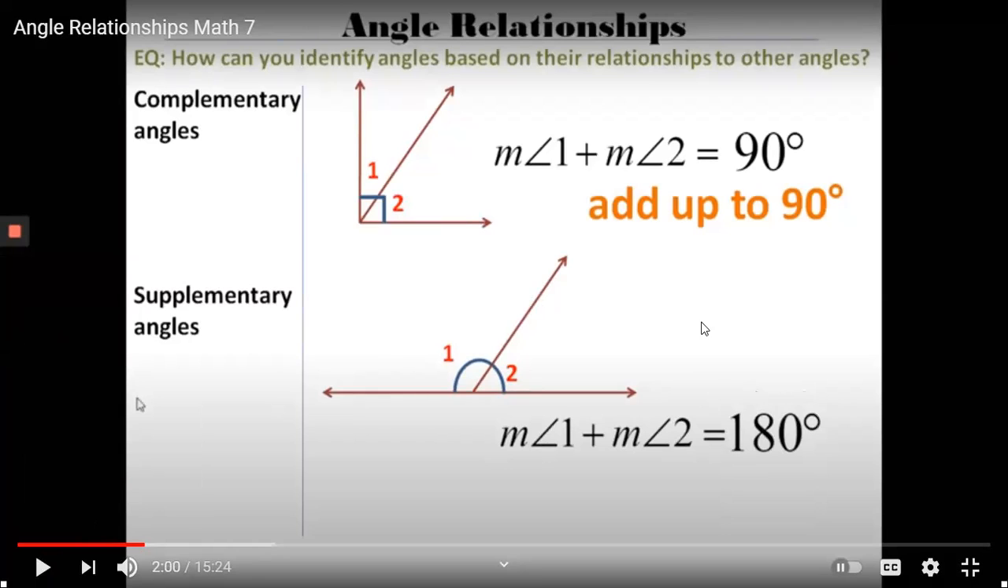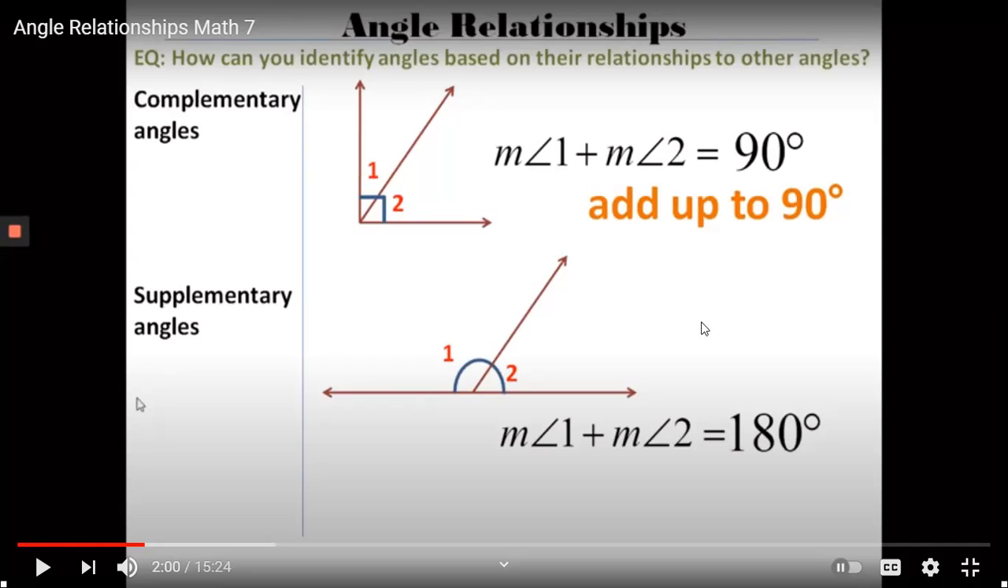The second relationship is called what? We said that the first relationship is called complementary, right? The second relationship is called supplementary angles. Supplementary angles mean that when you add the measure of angle 1 plus the measure of angle 2, the sum is equal to 180 degrees.